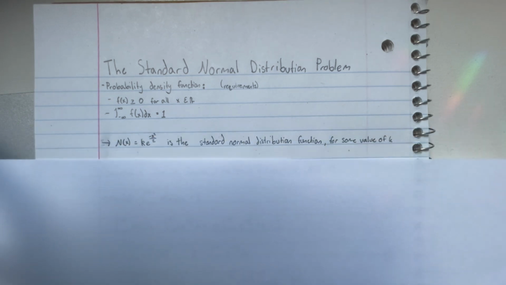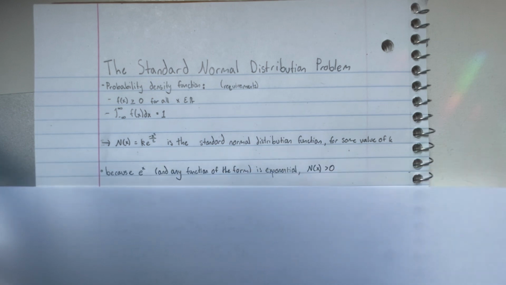So first, we know that n of x, or the normal distribution density function, is equal to k e to the negative x squared over 2 for some value of k. We also know that because e to the x and any exponential function of that form is positive, n of x must be greater than 0, which already checks our first requirement.